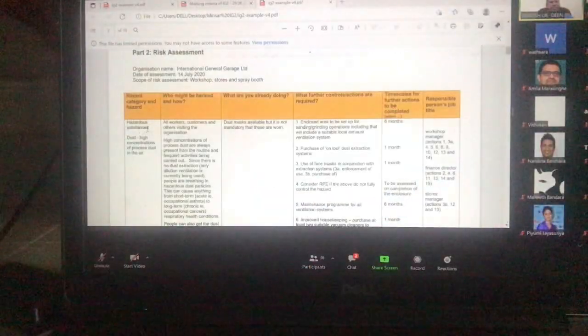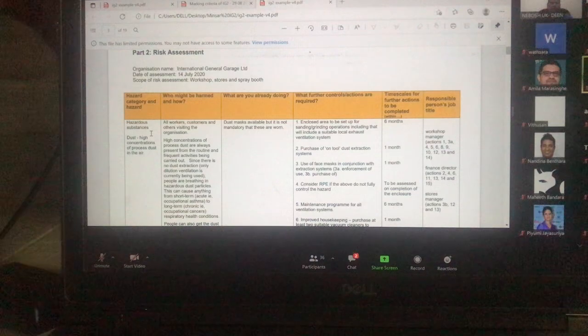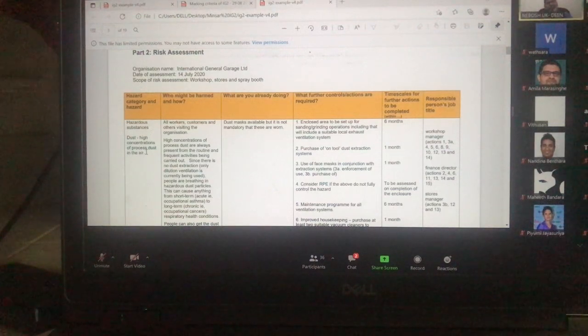See, hazardous substance is the hazard category. Hazardous substances, hazard category. The hazard is dust. High concentration of processed dust in the air is the hazard that you are going to write about. So far clear, everybody? Yes. Right. Good. So hazardous substances, dust is the hazard.